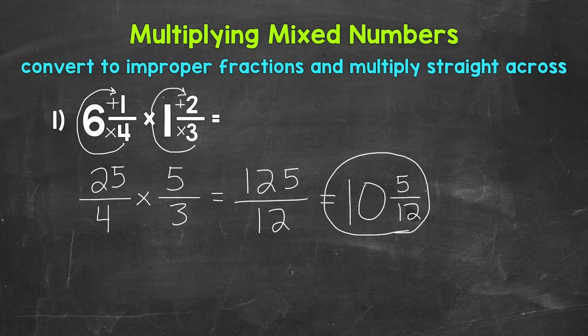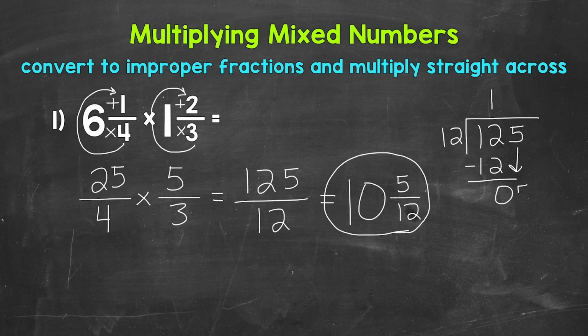Now, just for a quick recap, I'm going to write out how we went from that improper fraction of 125/12 to the mixed number of 10 and 5/12. Again, we divide the numerator, so 125, by the denominator, 12. So 125 divided by 12. We can start with 12 divided by 12, which is 1. Multiply 1 times 12 is 12. Subtract 12 minus 12 is 0.